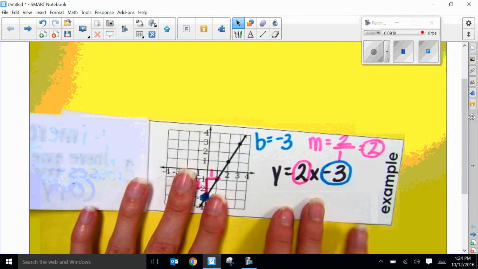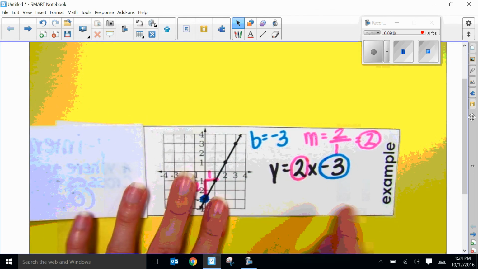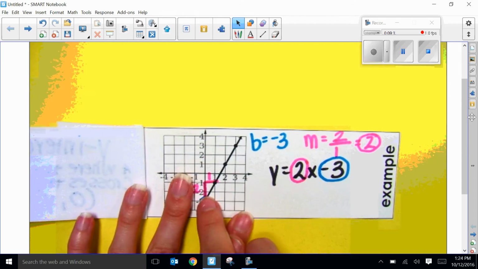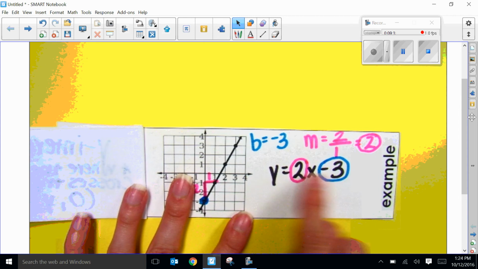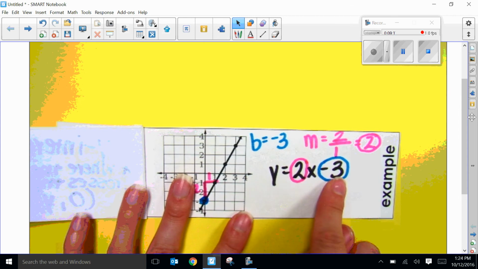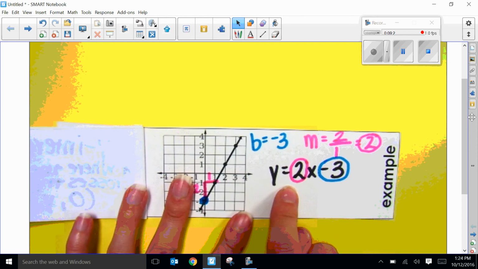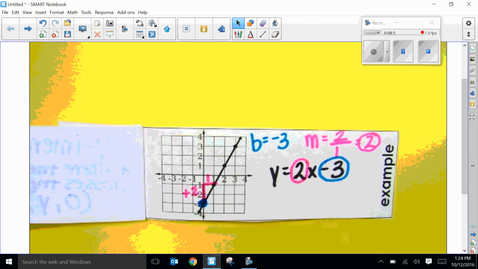Okay, so you're going to be doing some practice today, just identifying your slope and your y-intercept, where they're located on the graph, where they're located in your equation, and where that comes from. Make sure that you glue this in your notebooks when you have finished.